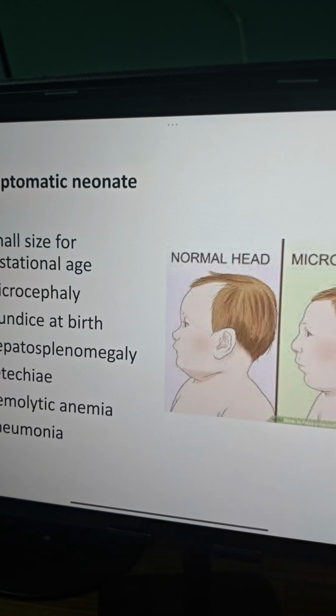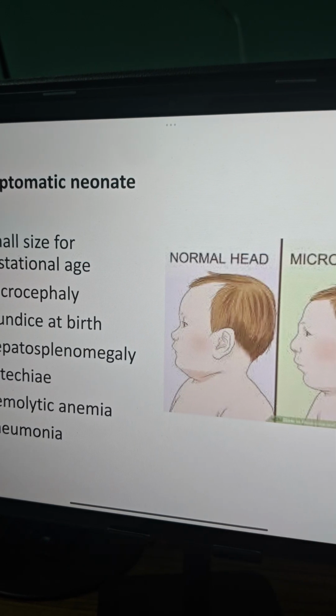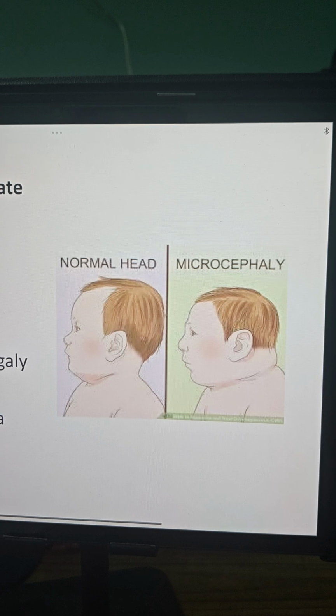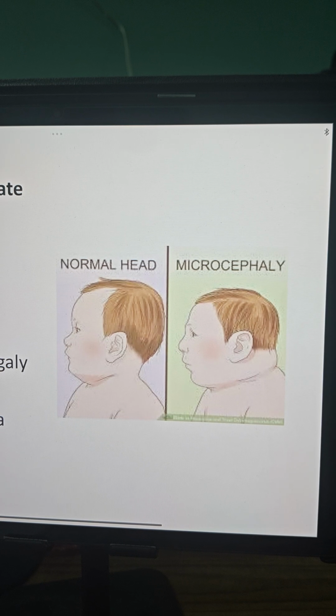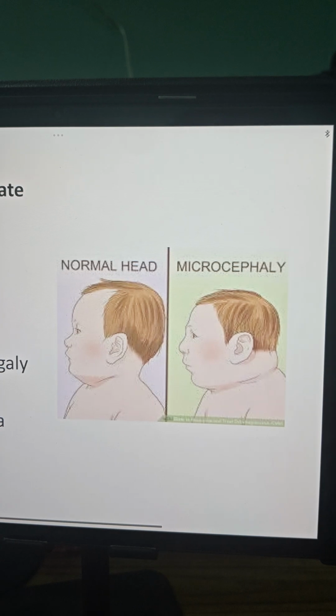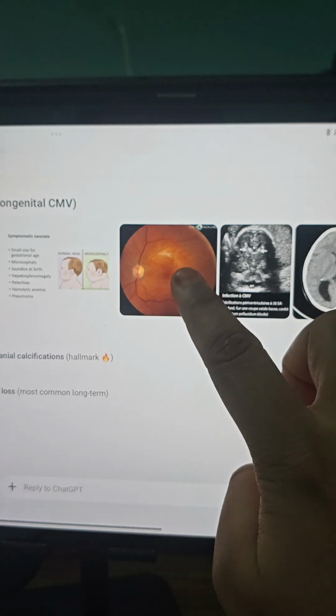So babies are IUGR, meaning small for gestational age. There is microcephaly, there is presence of jaundice at birth, hepatosplenomegaly, petechiae, hemolytic anemia, and pneumonia also occurs in these babies.